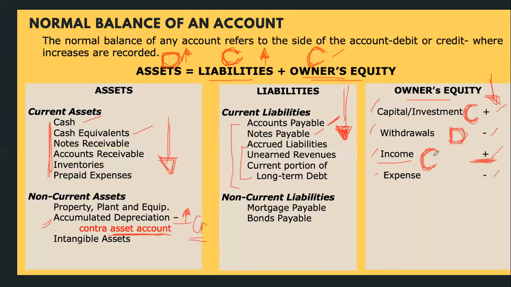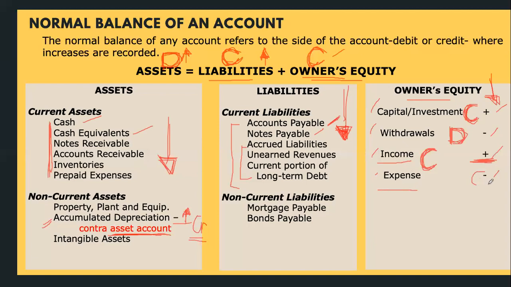Every time you credit an income account, it will increase the balance of the income. At the same time, it will increase the balance of the owner's equity account. And if we debit an income account, it will decrease the balance of the income account. At the same time, it will decrease the balance of the owner's equity account. Next, you have expenses.